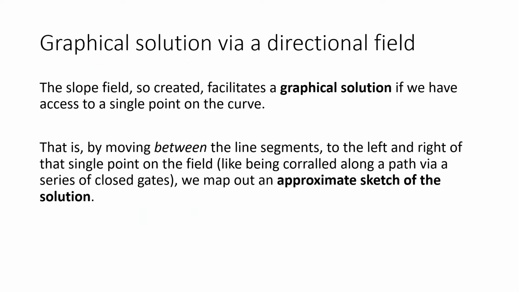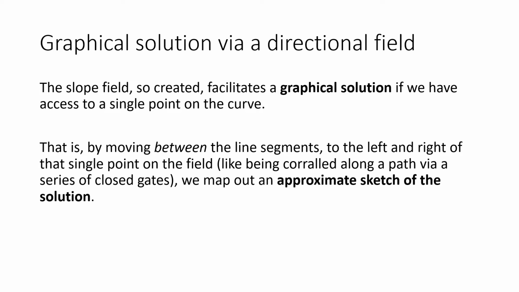Graphical solution via a directional field. The slope field so created facilitates a graphical solution if we have access to some point on the curve. If we know some x and y value that exists on the curve, we can graphically come up with the solution curve based on the slope field. So what is that all about? We did a bit of a demonstration in class with people throwing their arms out and corralling others as they're trying to move through. That's exactly what it's all about.